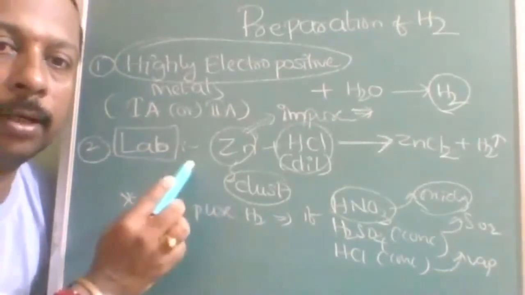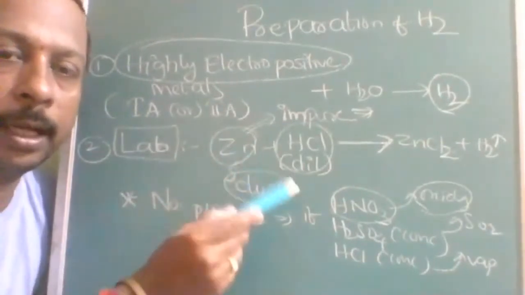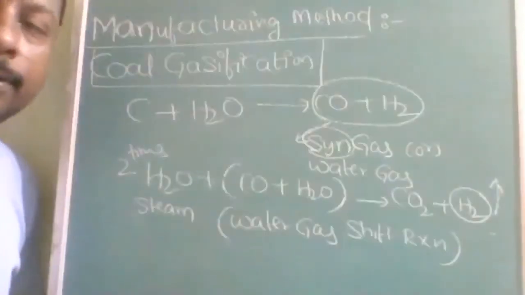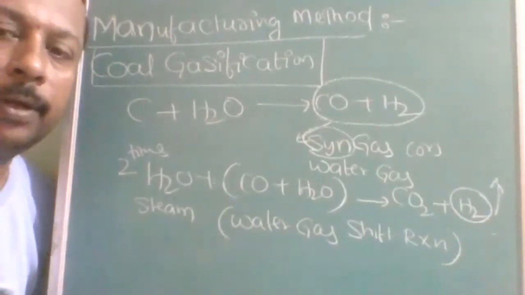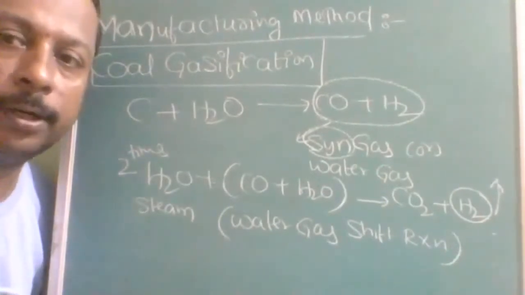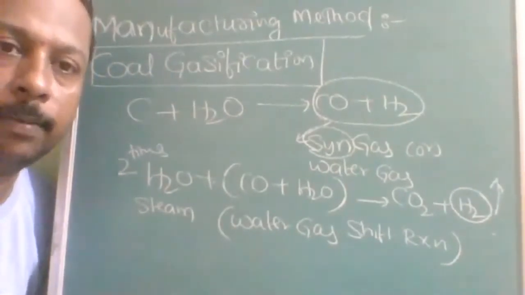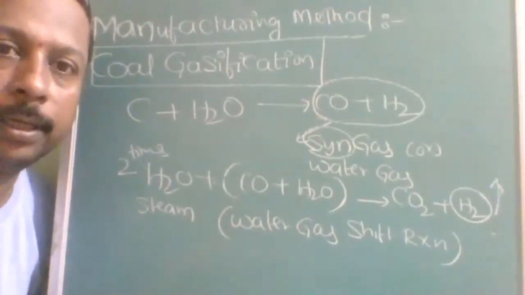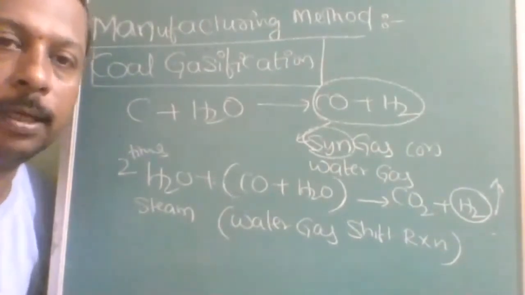This is the lab preparation method conditions we use: impure zinc, dilute HCl; dilute sulfuric acid also, no problem. We have studied the preparation method. Preparation means you prepare a less quantity but with high purity. But in manufacturing, what will be the difference? Quantity will be very large and impurity will also be very large. Purity will be less.